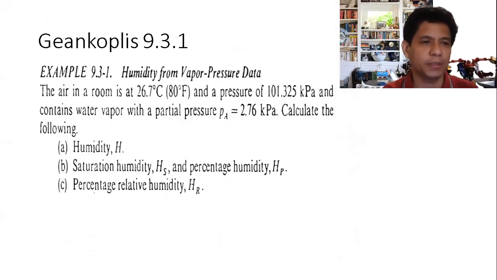This is from Jean Copley's. The air in a room is at 26.7 degrees Celsius or 80 degrees Fahrenheit, and its pressure is 101.325 kilopascal. So this is your P. It contains water vapor with a partial pressure P sub A of 2.76 kilopascal. You need to calculate first the humidity, and then second the percentage relative humidity. Just try to remember the formula. It's quite easy if you memorize the equation.